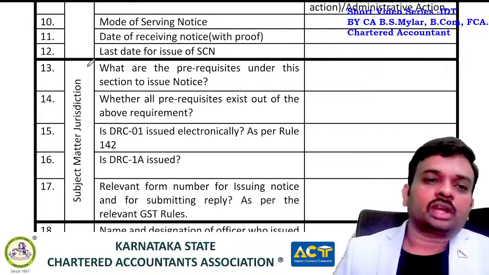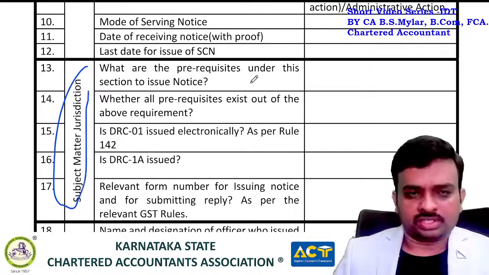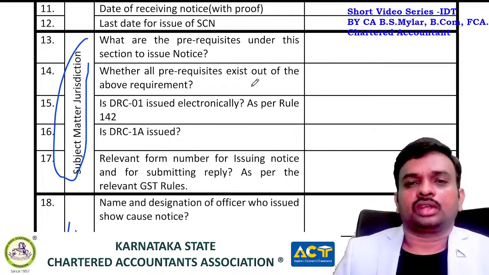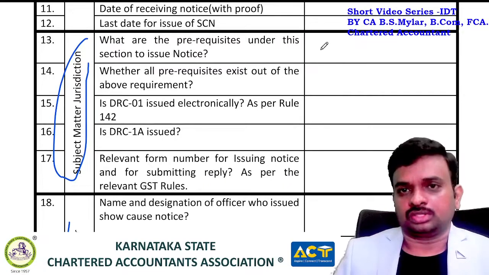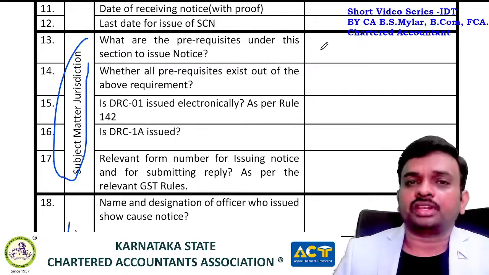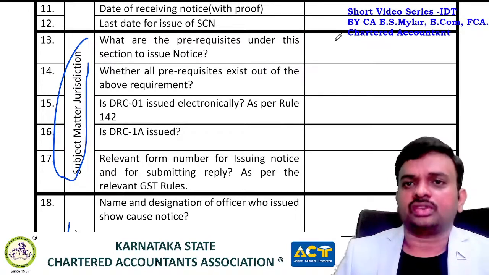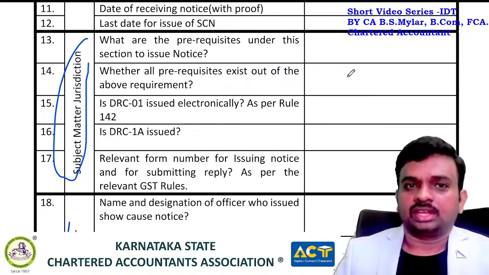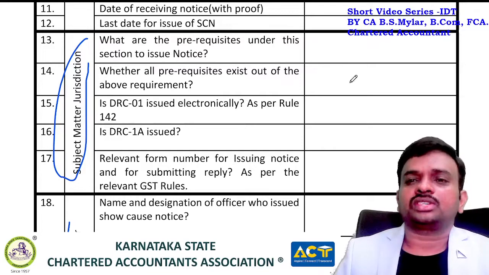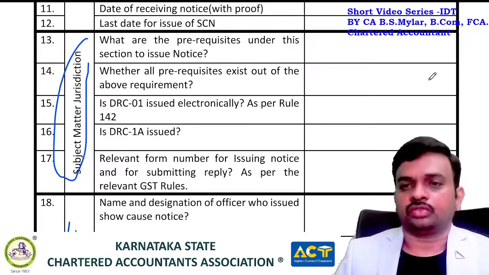Then we'll come to the subject matter jurisdiction, which is very important in the following aspect. What are the prerequisites under this particular notice? If it is Section 74, what are the prerequisites the department should satisfy to issue a show cause notice under that? Then you list down what are the prerequisites, what they have fulfilled, what they have not fulfilled. Then it becomes a checklist.